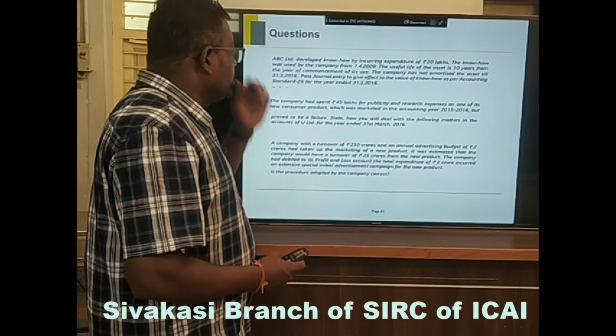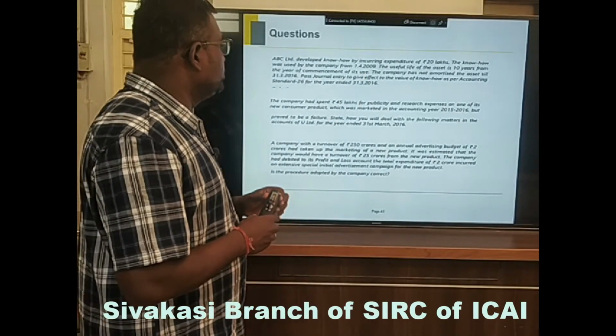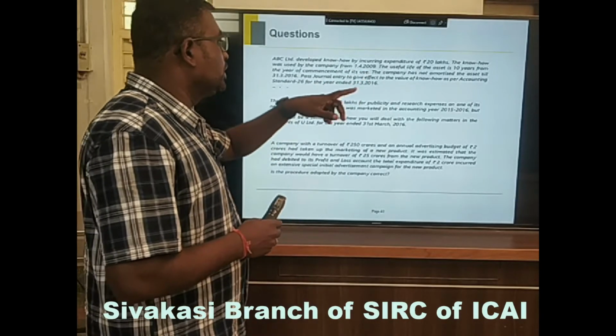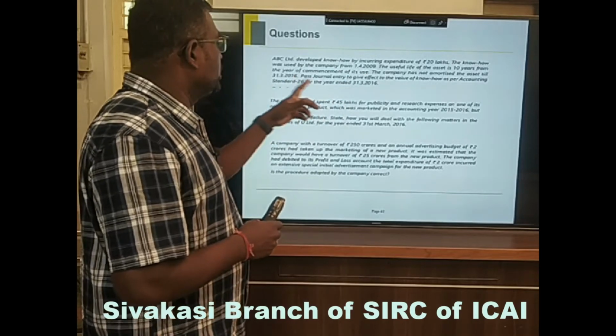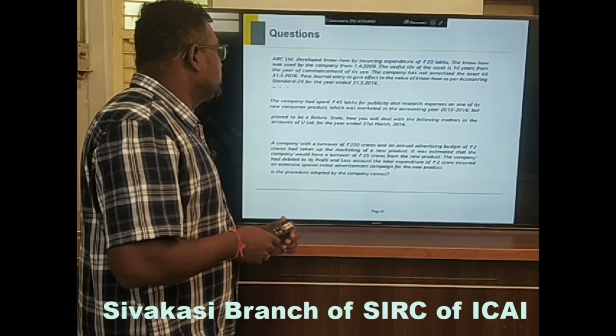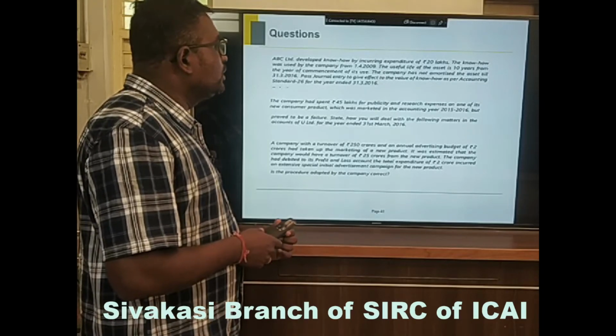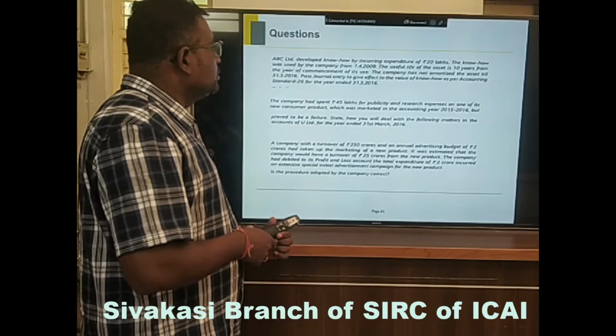ABC Limited developed know-how by incurring expenditure of 20 lakh. The know-how was used by the company from 1/4/2000. Useful life is 10 years. From the year of commencement of its use, the company has not amortized this asset till 31/3/2016. Pass a journal entry to give effect to the value of the know-how asset.